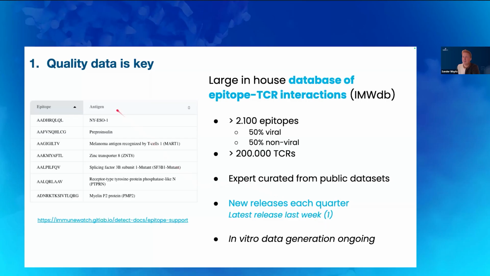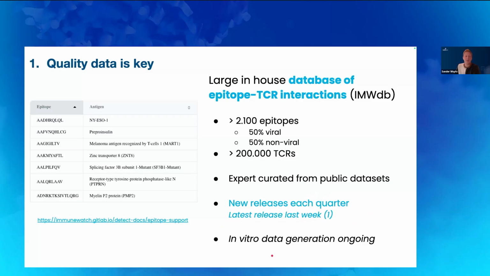I already mentioned TAs like NY-ESO1, MART1 is in there. And recently, we've been focusing a lot on adding KRAS-specific epitopes. And this led to a database of more than 200,000 TCRs, which we curate ourselves from public datasets. And we try to release a new set each quarter, with the latest release being just last week.